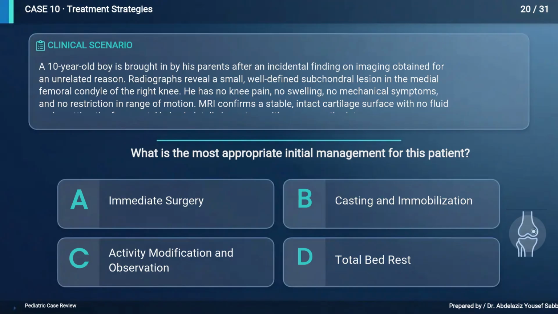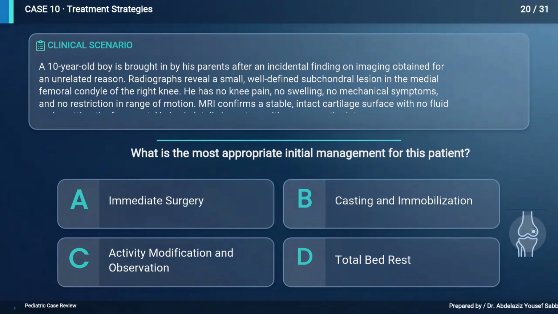Case 10. Treatment strategies. A 10-year-old boy is brought in by his parents after an incidental finding on imaging obtained for an unrelated reason. Radiographs reveal a small, well-defined subchondral lesion in the medial femoral condyle of the right knee. He has no knee pain, no swelling, no mechanical symptoms, and no restriction in range of motion. Magnetic resonance imaging confirms a stable, intact cartilage surface with no fluid undercutting the fragment. He is skeletally immature with open growth plates.